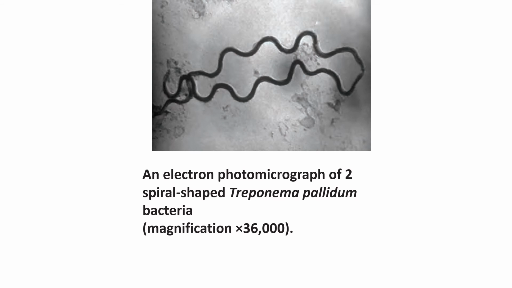This photo shows an electron photomicrograph of two spiral-shaped Treponema pallidum bacteria.